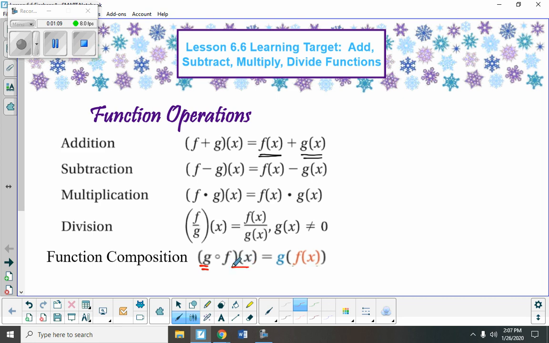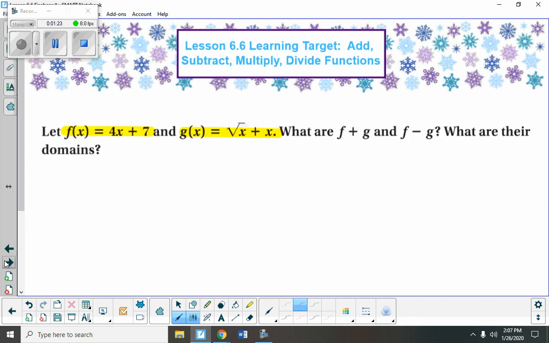So first you have to find the value of the f function with whatever value x has, find that answer, and then you're going to substitute that into the g function, and we'll talk about that on the next few slides here. So first of all, f of x equals 4x plus 7, g of x equals the square root of x plus x. What are f plus g and f minus g, and what are their domains?